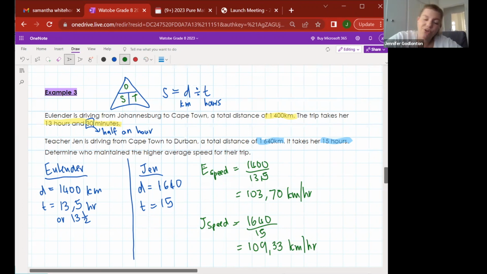So of those two, who has the higher average speed? Does Yolanda have the higher average speed or does Jen have the higher average speed? Jen, good. So the key with these ones is just always remember your little distance, speed, time triangle. And that always helps you know how to work out each thing.